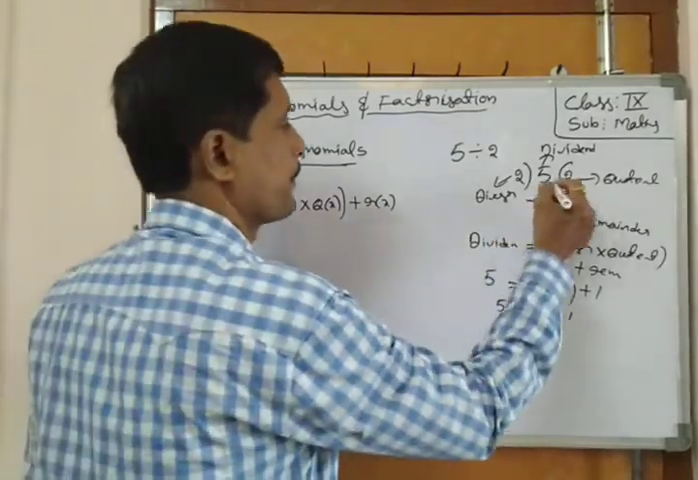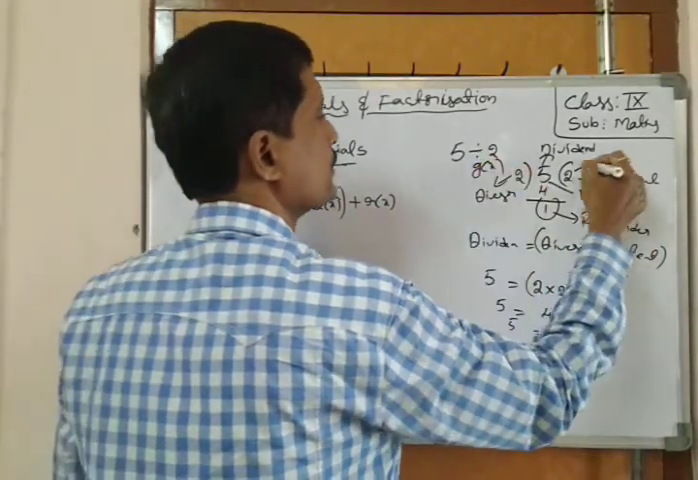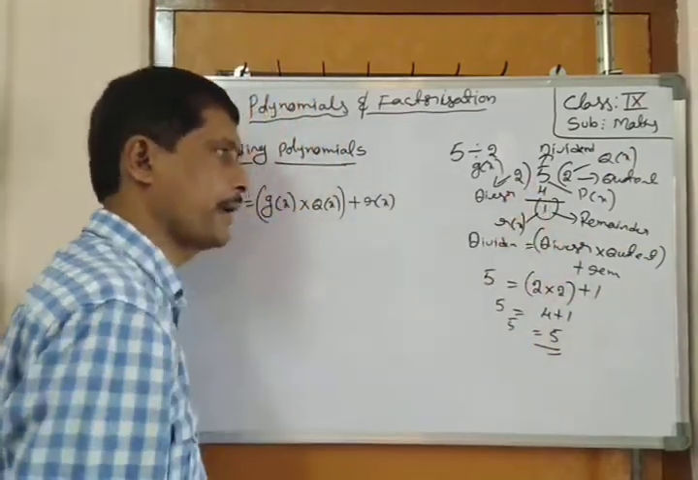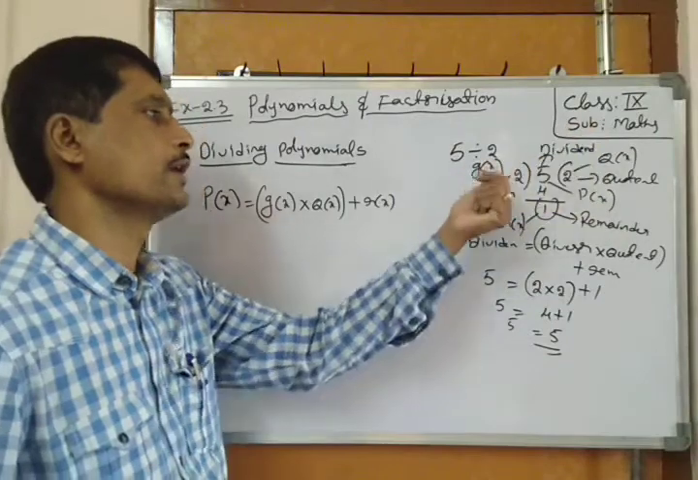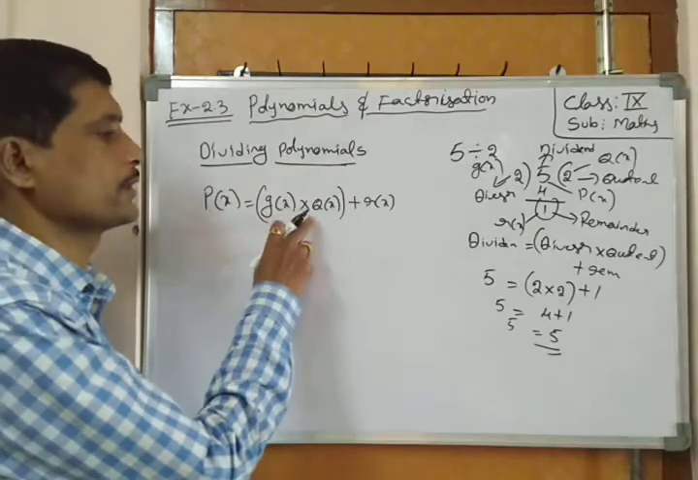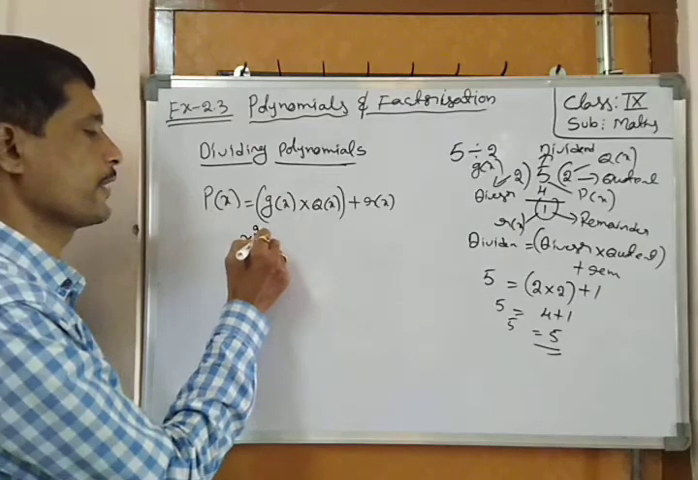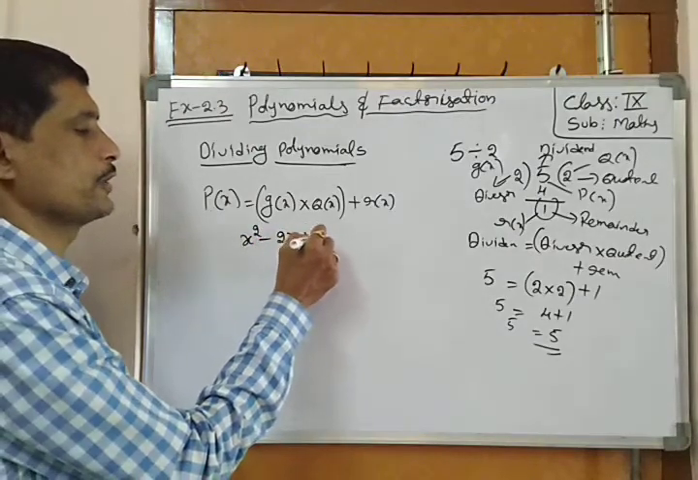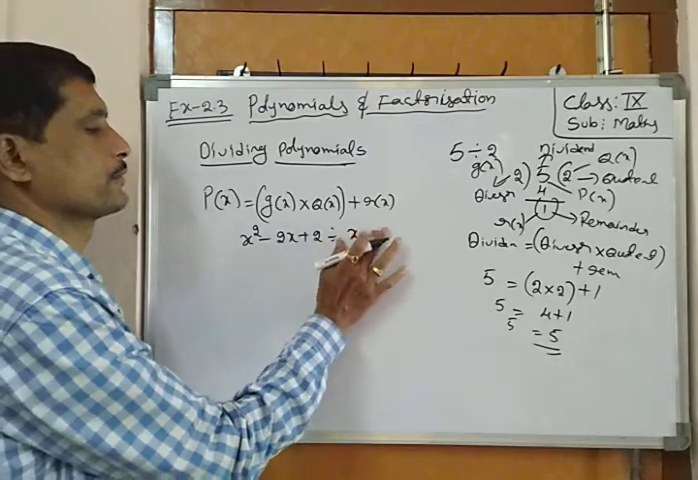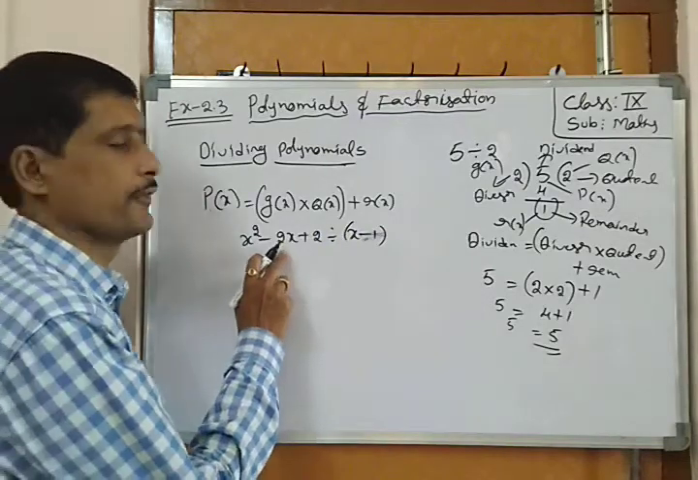Here this is called p of x. Here g of x. This is q of x. This is r of x. R means remainder, q of x means quotient. Here that is the divisor, this is the dividend. Therefore p of x equals g of x into q of x plus r of x. Suppose x square minus 2x plus 2 is divided by x minus 1. Here see, this is the dividend, this is the divisor.